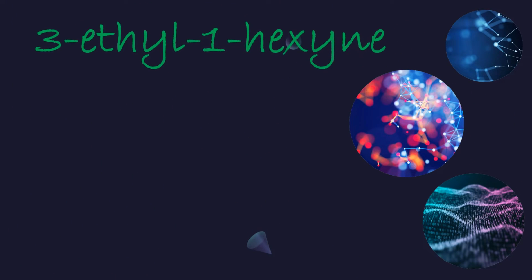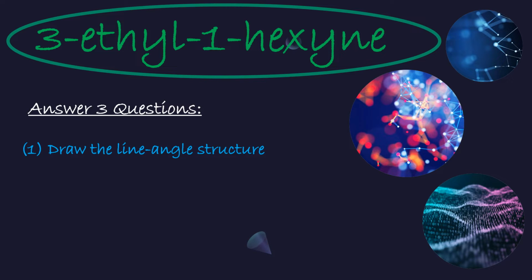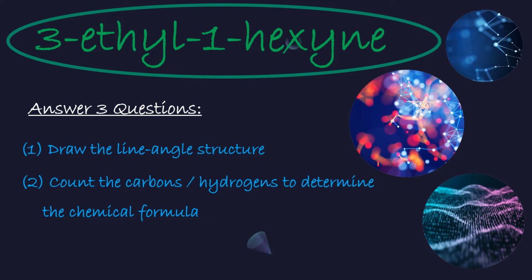The organic molecule problem for today has the name 3-ethyl 1-hexyne. We will be answering 3 questions. First, draw the line angle structure of the molecule. Second, count the number of carbons and hydrogens to find the chemical formula. Lastly, write and balance a combustion reaction. Here we go.